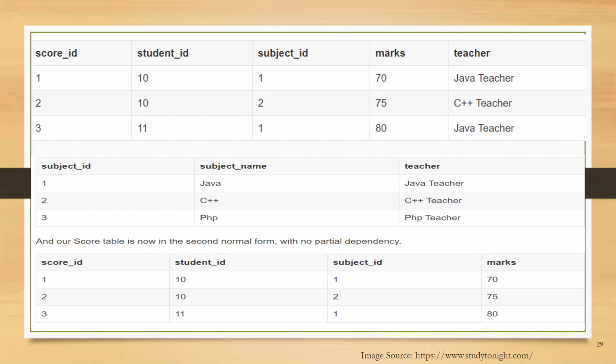We will also be saving the name of the teachers who teach the subject along with the marks. So now in your score table, we are saving the student ID to know which student's marks these are, as well as the subject ID to know which subject the marks are for. So we can say that student ID plus subject ID forms a candidate key for this table.